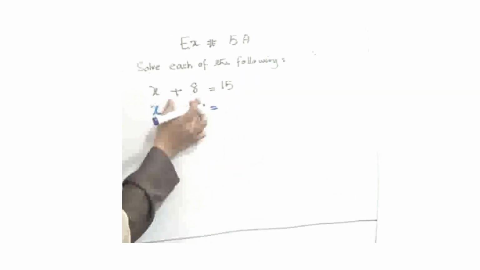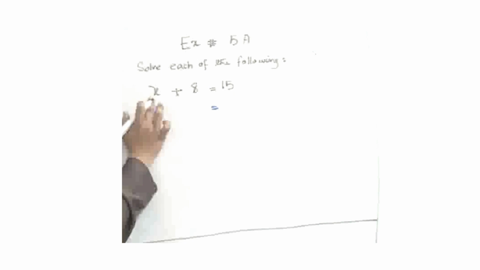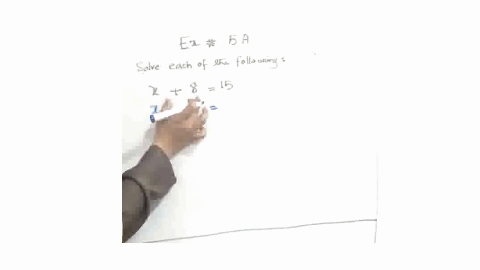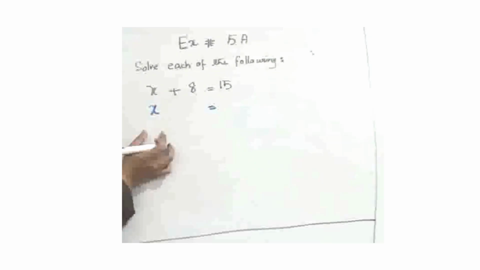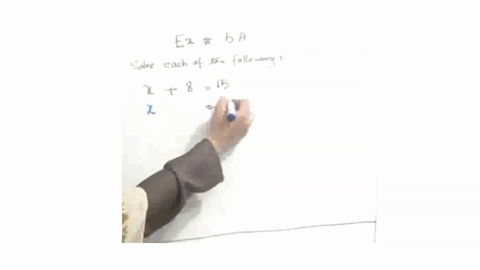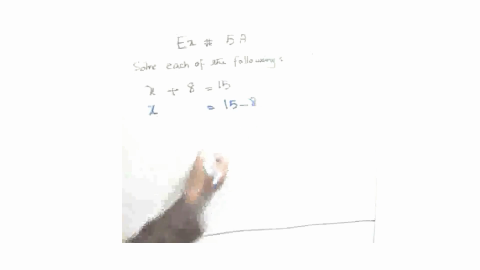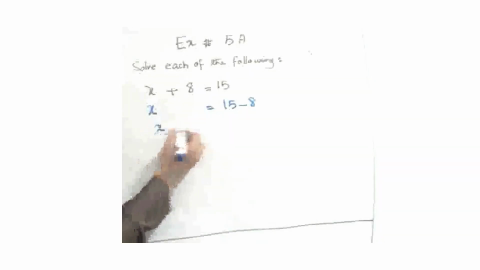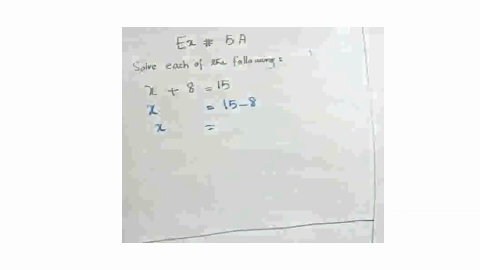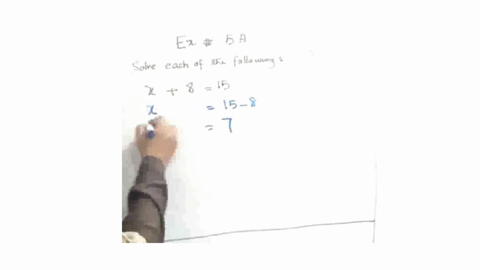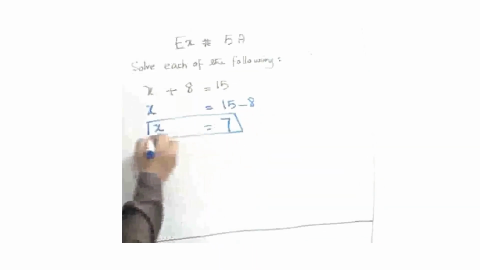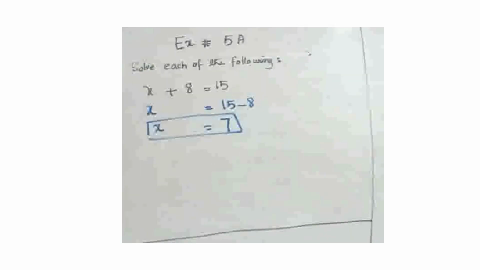If you want to remove plus 8, see what is with x. It has only plus 8 with it. If I remove this, x will get alone. So plus 8 will go to the other hand side and become minus 8, and x is alone now. And what you are getting here: 15 minus 8, what is left? 7. So this is the answer for x. You have solved this equation.